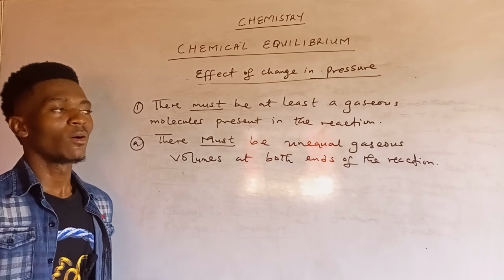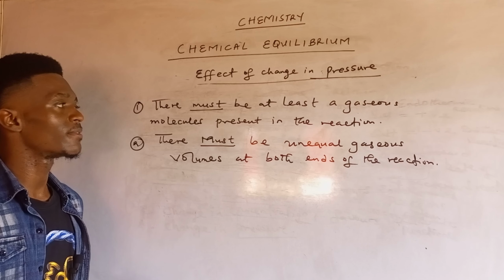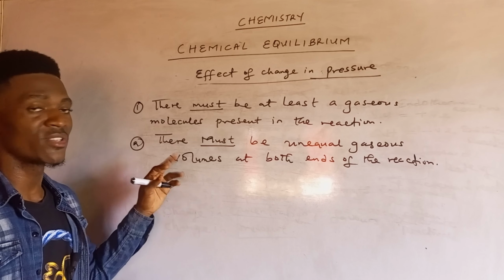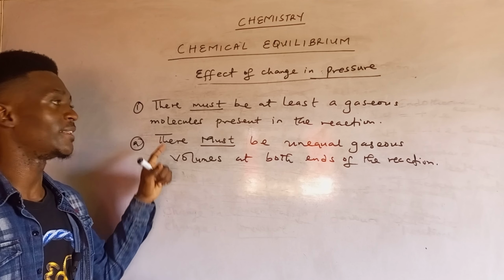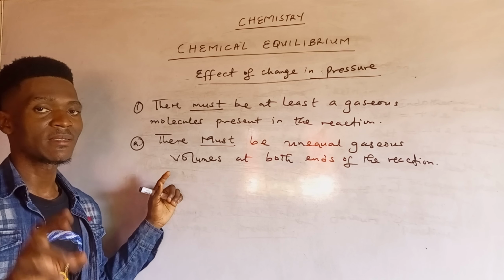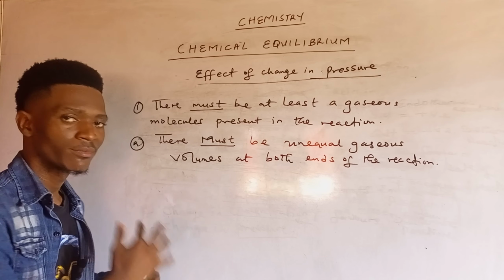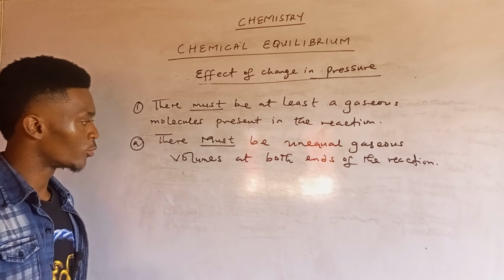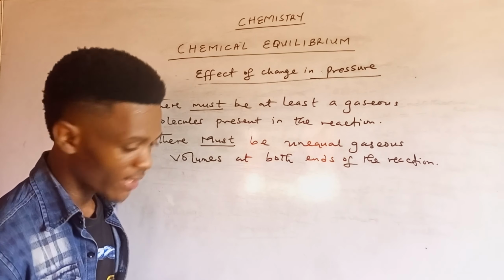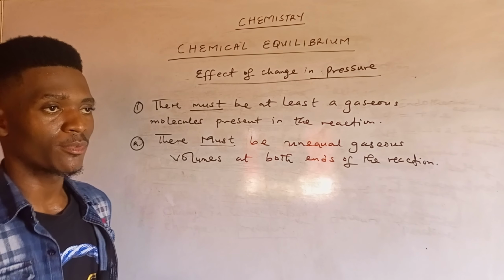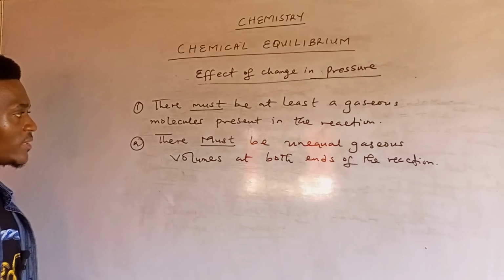So if a system wants to be affected by changes in pressure, then that system must obey these two principles, not in obedience to one and in disobedience to another. No, the system must be in obedience to both of them. All right, so let's see how we can actually obey these principles. You can actually pause the video and quickly take down this stuff.